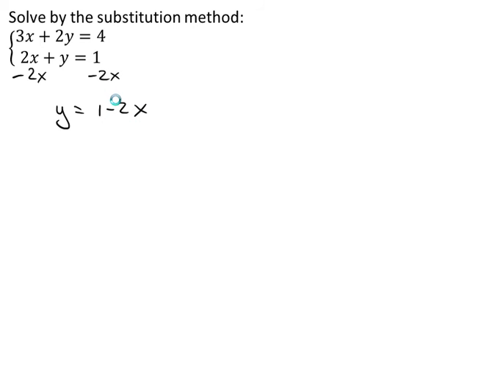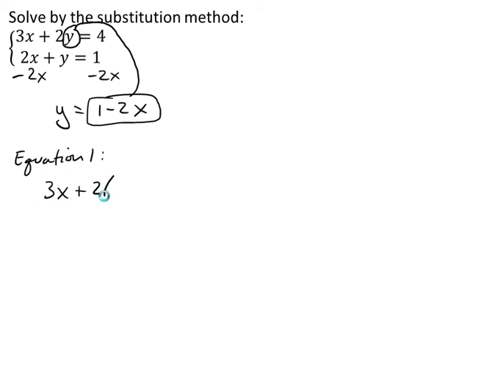But the substitution part of this method is that now I'm going to take that expression, which we're saying is equal to y, and substitute it in that first equation for the y. So where we see that y there in the first equation, we're going to replace it with 1 minus 2x. So going to equation 1, we have 3x plus 2 times 1 minus 2x equals 4.